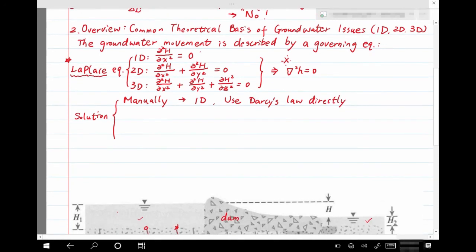And the second type of solution or method is called a graphical method. For graphical methods, we need to draw something or utilize a graph. And that is the flow net method that we will be learning. And the flow net method can be used for any 2D groundwater issues. And it's actually 2D only.